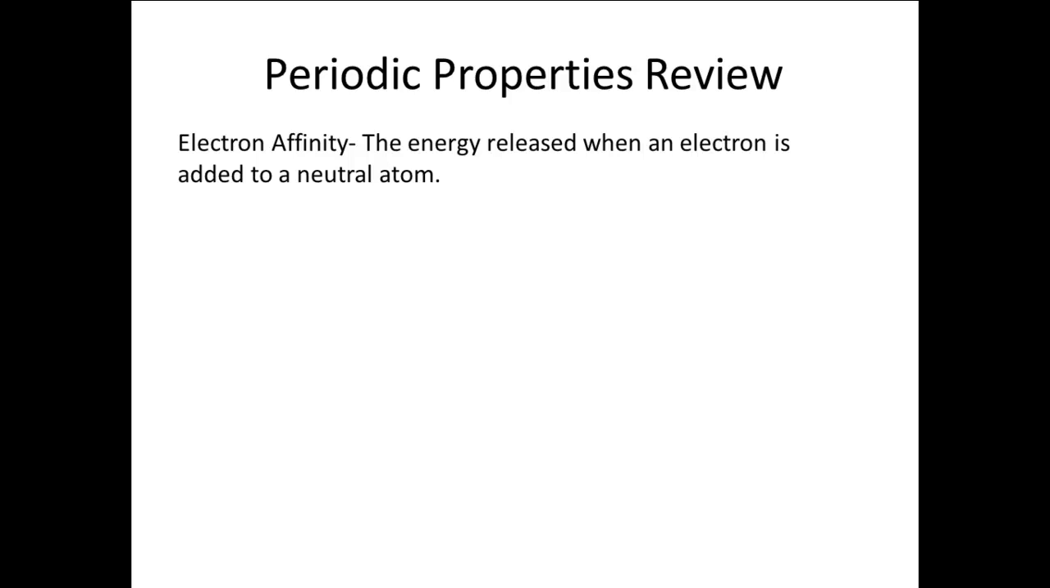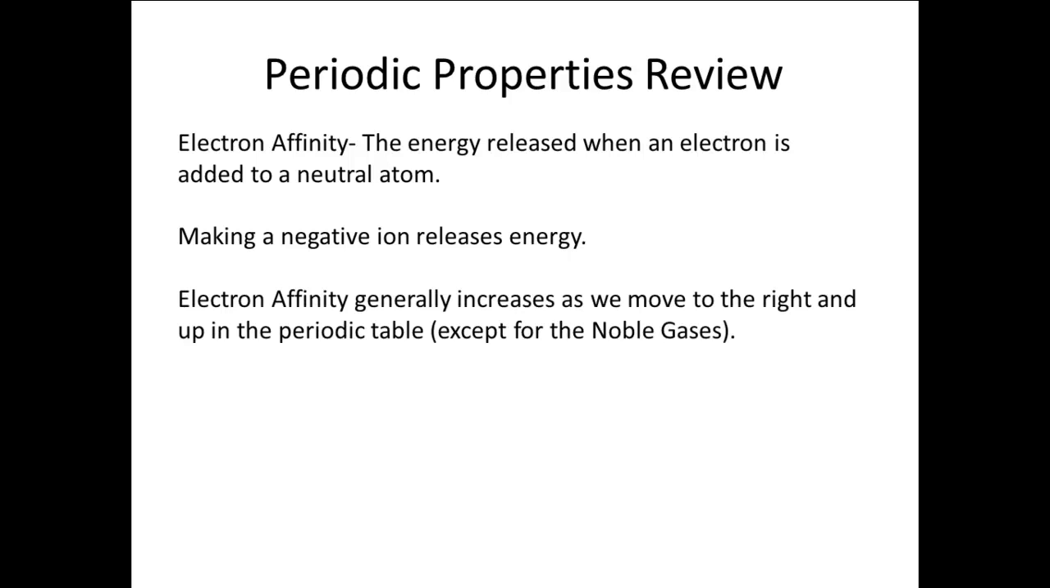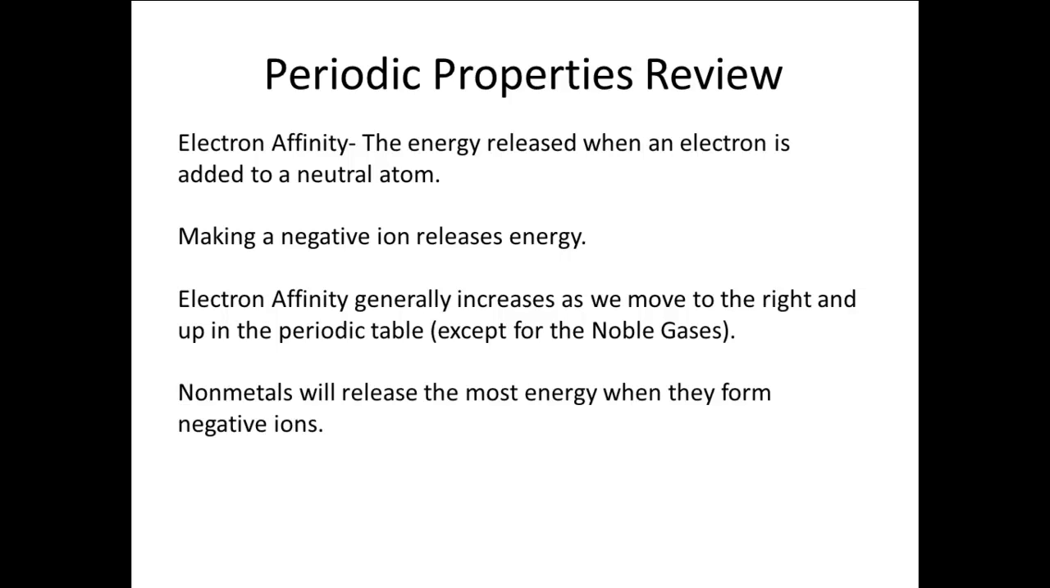Electron affinity is the energy given off when an electron is added to a neutral atom. Energy is released because opposite charges, the protons in the nucleus and the electrons being added, attract. Electron affinity varies the same way that ionization energy does, except for the noble gases, increasing to the right and up. Since we get energy out when an electron is added to an atom, the nonmetals will give back the most energy when a negative ion is made.